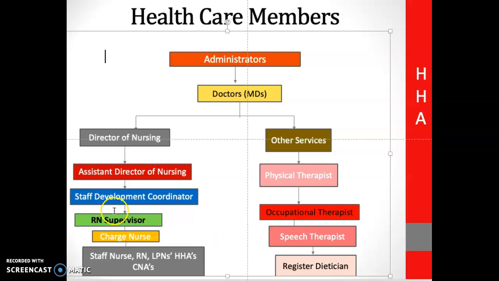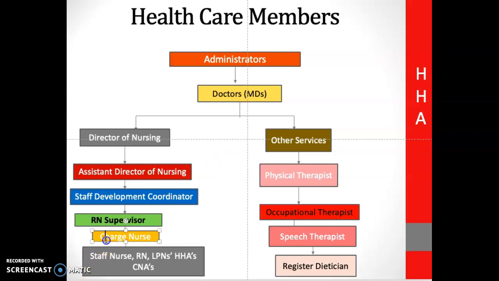Then under the staff development coordinator, we have an RN supervisor. An RN supervisor is someone who oversees the basic general operations of the nurses. If they're responsible for a few floors, they'll go to the floor, talk to the nurses and all the members of the healthcare team, and make sure everything is working cohesively.